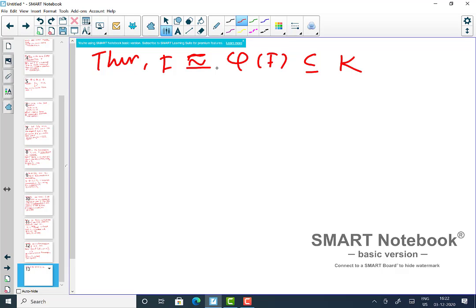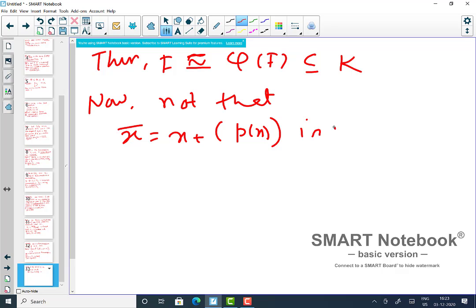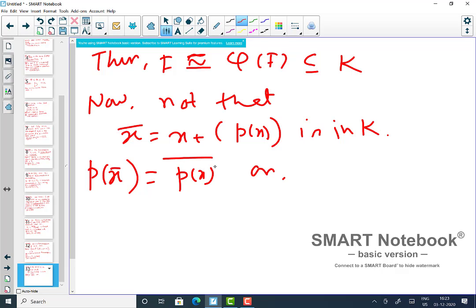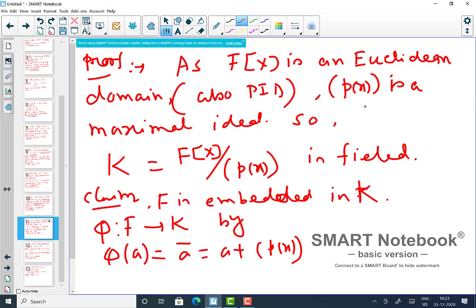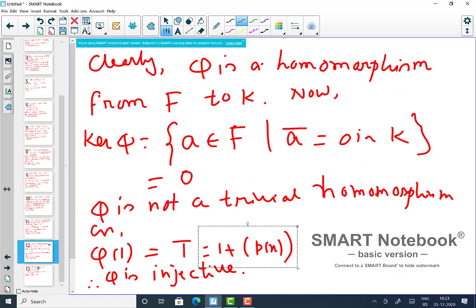And now my claim is that K contains a root of the polynomial p. Note that you have x bar, equal to x plus this ideal, which is in K, because x was inside F[x]. And what is the value of p of x bar? So p of x bar is nothing but p(x) whole bar, as this bar is coming from the canonical map. So you always have a canonical map here. Let me write it down here also.